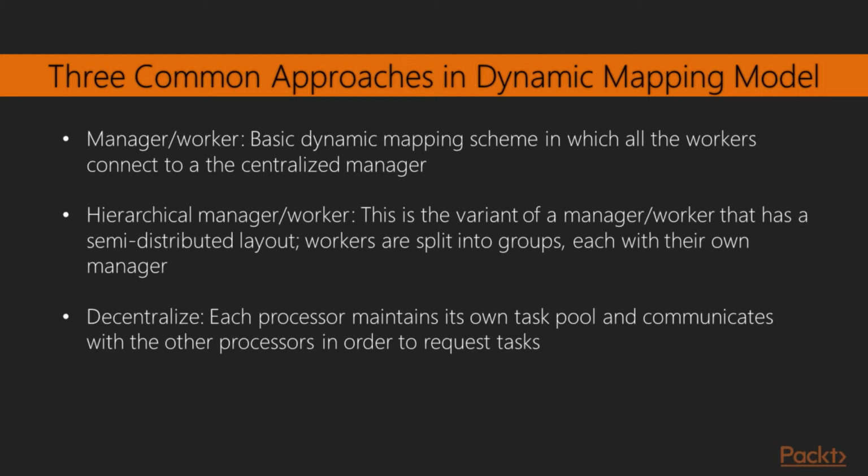The third and the last one is decentralized. In this scheme, everything is decentralized. Each processor maintains its own task pool and communicates with the other processors in order to request tasks. How the processors choose other processors to request tasks varies and is determined on the basis of the problem.